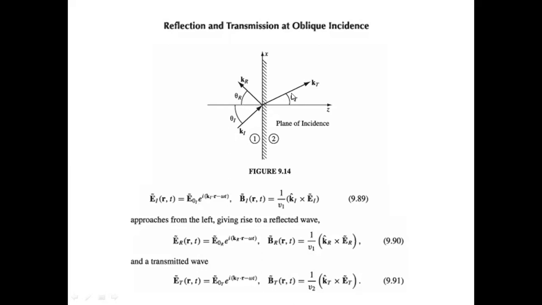Now we are going to find out the amplitude of each part that is reflected and transmitted, and we'll see how we can actually derive the laws of reflection and refraction using these set of equations that we've derived in our electromagnetic theory.